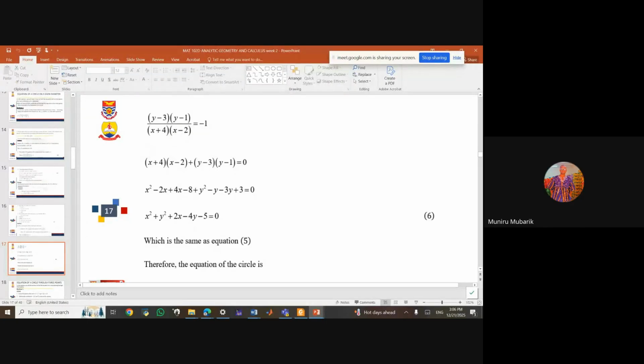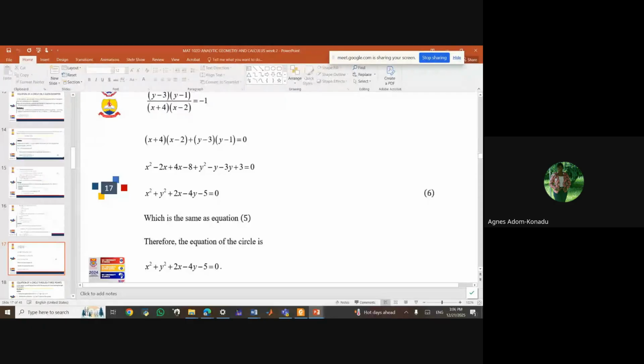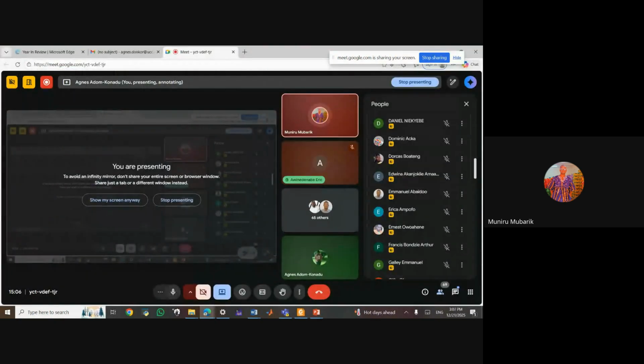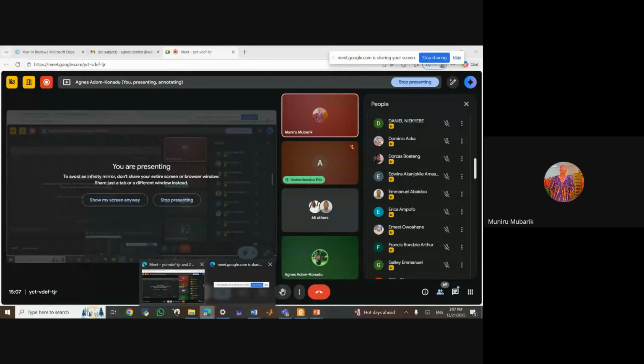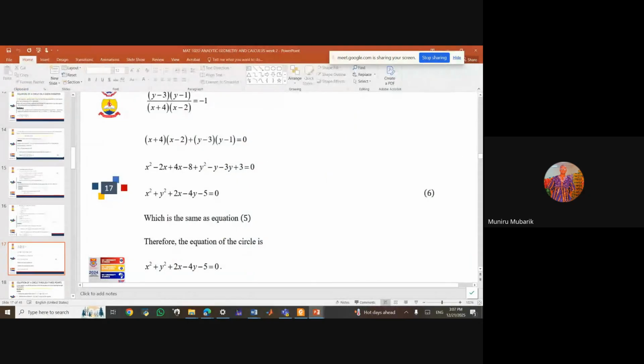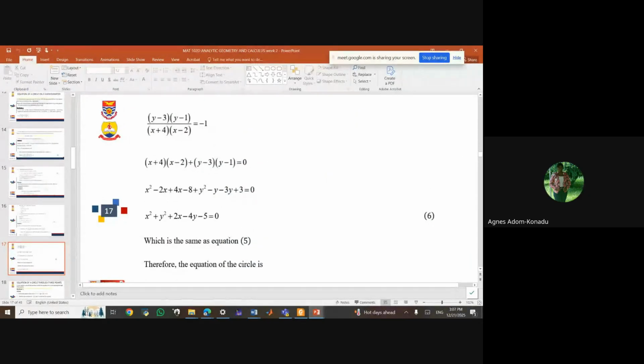All right, so madam, hello, madam. Let's look at where you have y minus 3 multiplying y minus 1. Please, let me use your slide. Y minus 3 multiplying y minus 1 at the top, all over x plus 4 multiplying x minus 2, equal to -1. So at that place, the -1 is also divided by 1. Now, when you come to your next step, the -1 didn't apply to the step that you have.